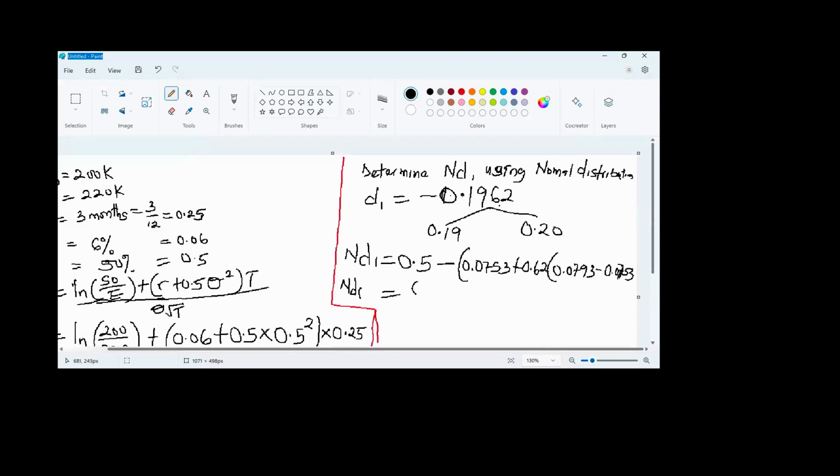That will give me 0.42. I've gotten N(d1), and that is the delta of the call option. Confirm. You have gotten delta of call. You can now go and devise a delta hedge.